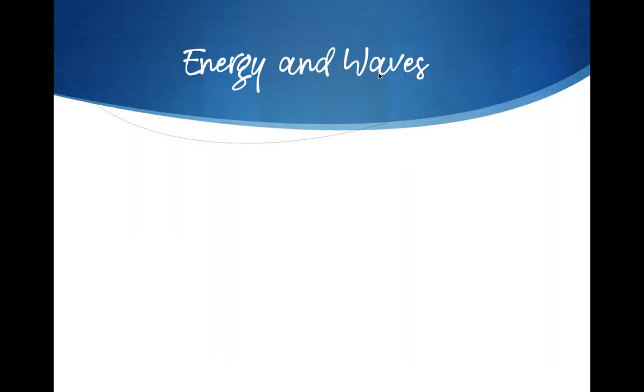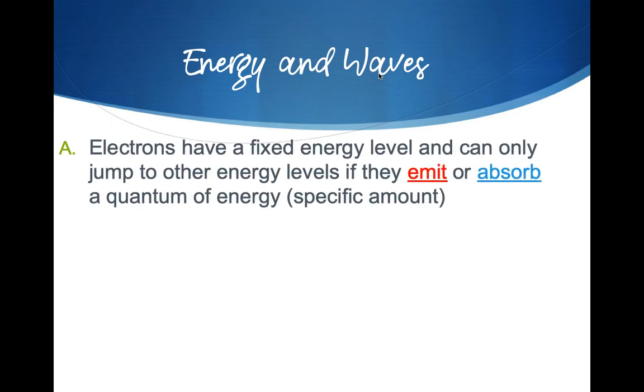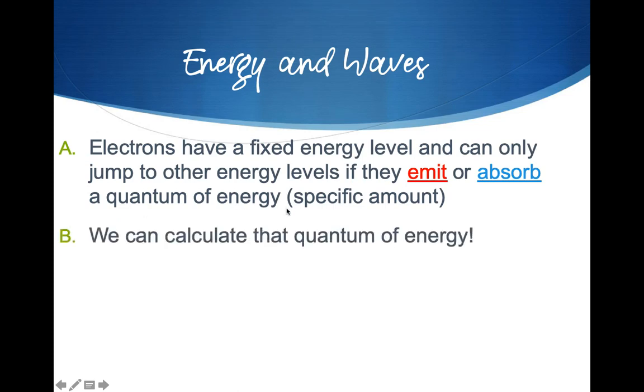Let's continue on. Now let's make a connection between frequency and wavelength and energy. We have talked about the fact that electrons start at their ground state, which is the fixed energy level that they have to begin with. They can only jump to other levels if they absorb energy and move up to excited, or emit energy and come back down. That is referred to as a quantum of energy, and it's a very specific amount. It turns out we can calculate that.